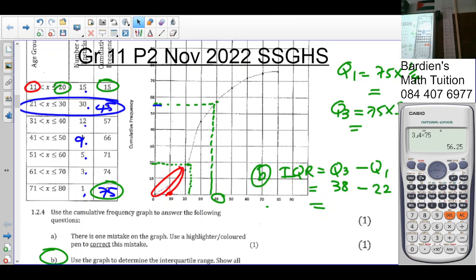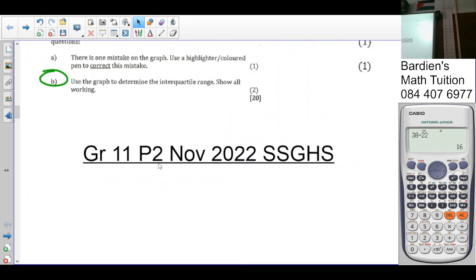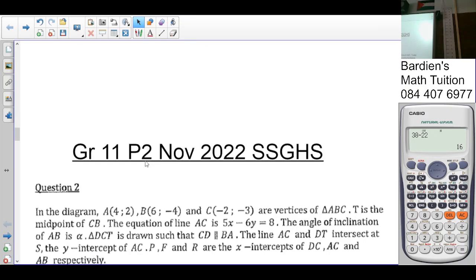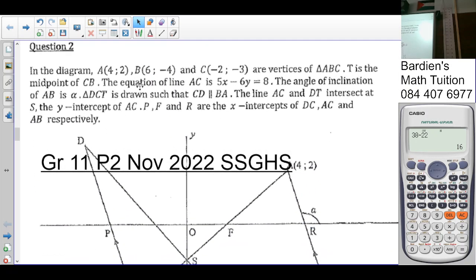So what I do is I just say 38 minus 22 gives you 16. So the interquartile range is approximately 16. What if the question was a semi-interquartile range? Then I would have divided that by 2. The semi is 2. Okay, that basically brings us to the end of question 1, which is your data handling.